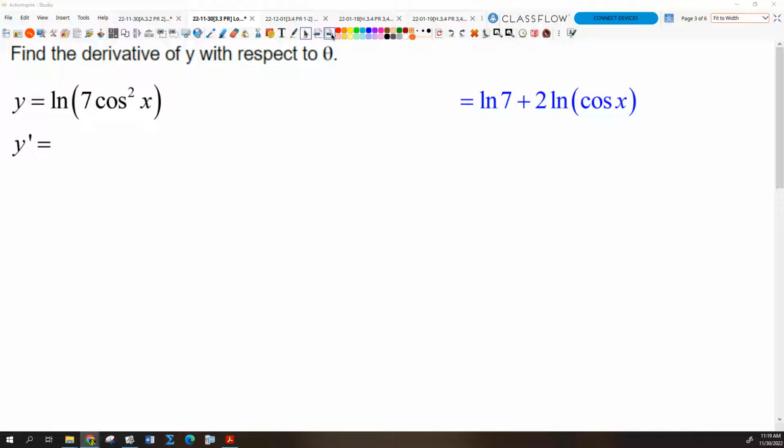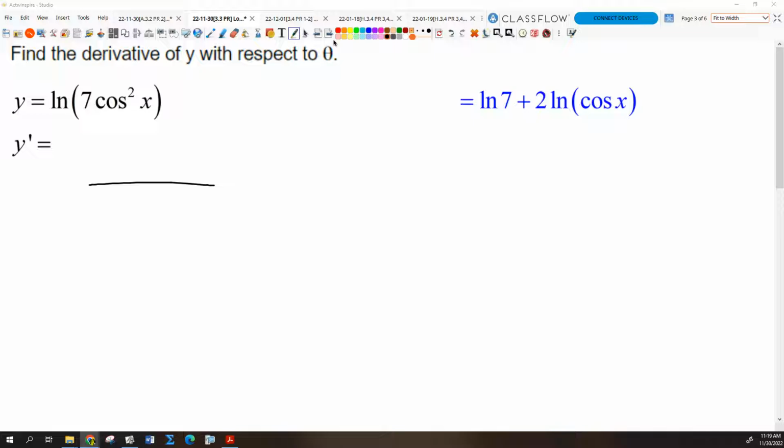So I've got a product of 7 times cosine squared, so I'd get the log of 7 plus the log of cosine squared. Well, cosine squared x means cosine x squared, right? So I could pull the 2 out front, and I could simplify that quite a bit. That's going to be a lot easier, isn't it? If I were just going to power through this thing, it would be kind of an ugly derivative, right?